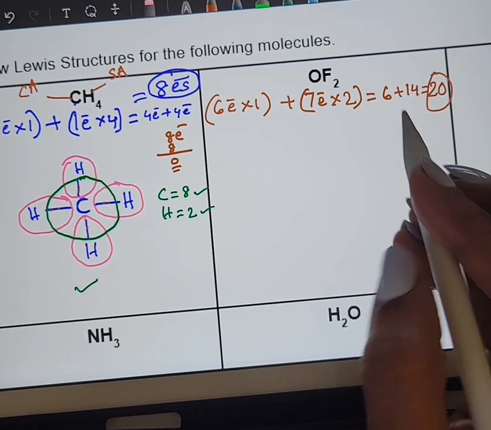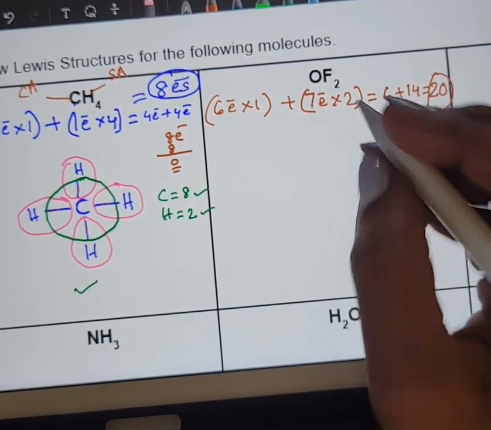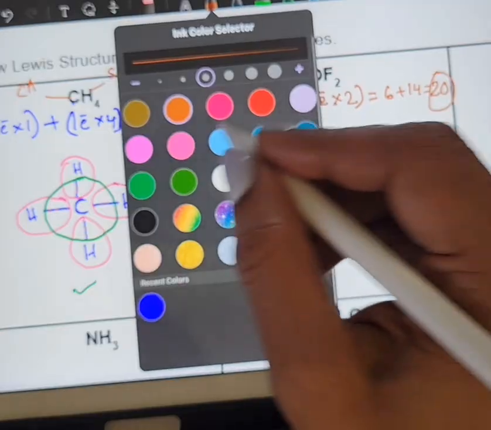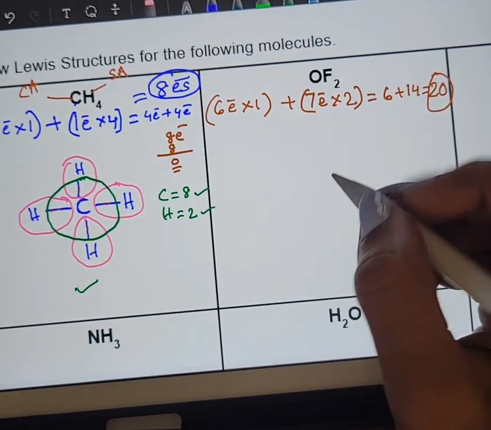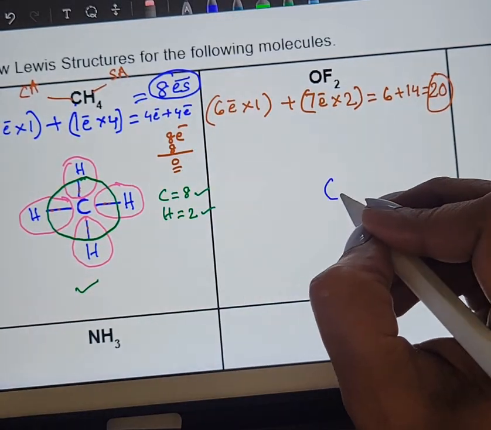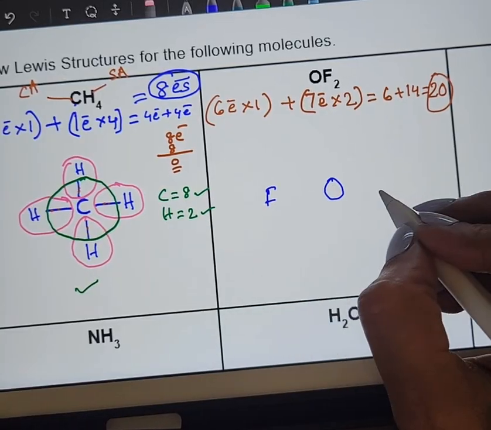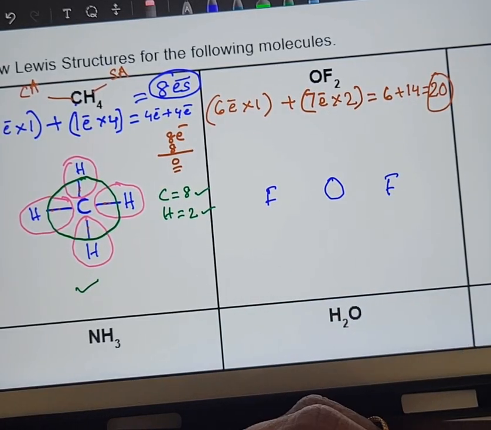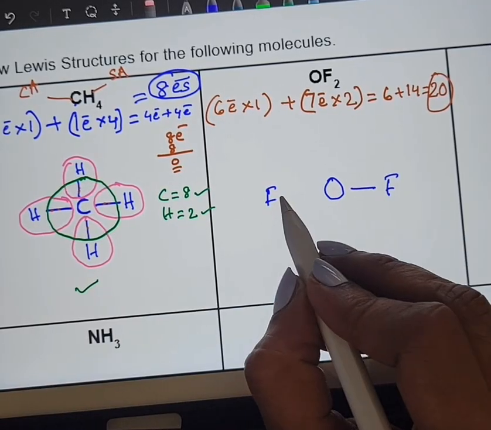Okay, now decide the central atom. Oxygen has 6, fluorine has 7. So the least number is oxygen. So the central atom is what? Oxygen. Oxygen is the central atom. So I'm going to draw oxygen at the center. And there are 2 fluorines, so put fluorine anywhere around it. Okay. I'm going to draw like this. Now draw a single line to both of the atoms.